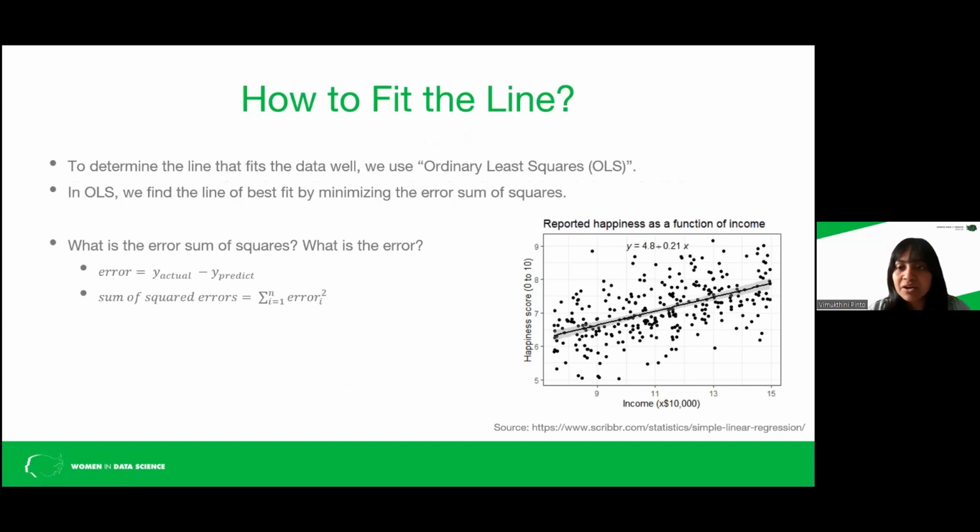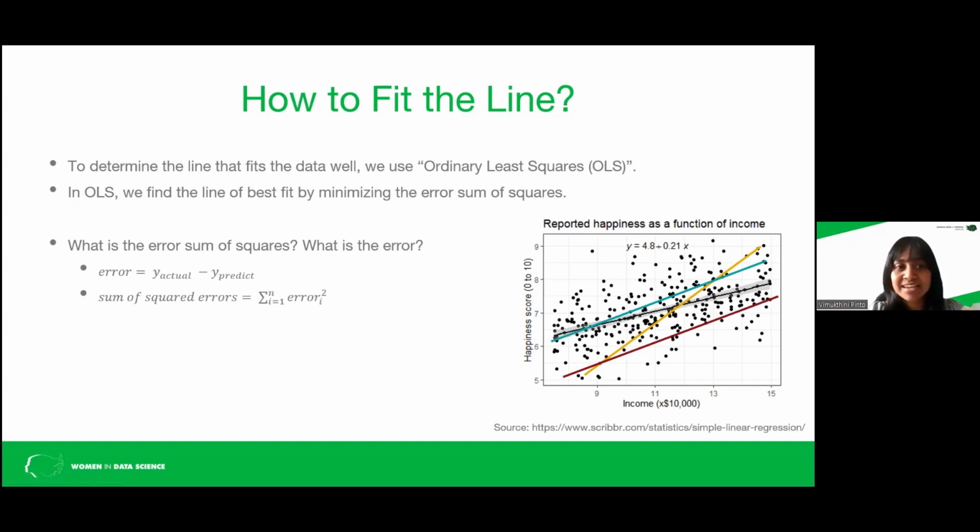Now I told you that we can fit a line, but how do we know the exact line that works best? It could be this line, or this one. To determine which line fits the data well, we have a method called ordinary least squares. In ordinary least squares, we find the best fit by minimizing the error sum of squares.